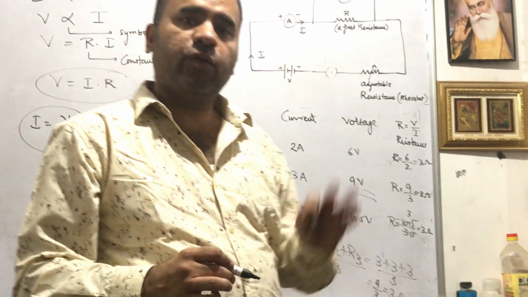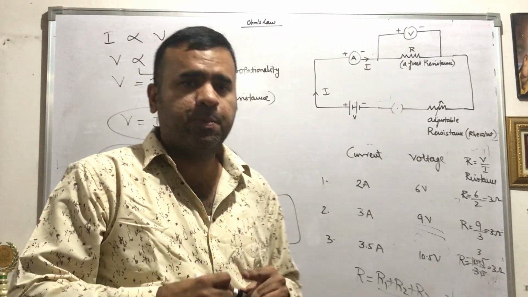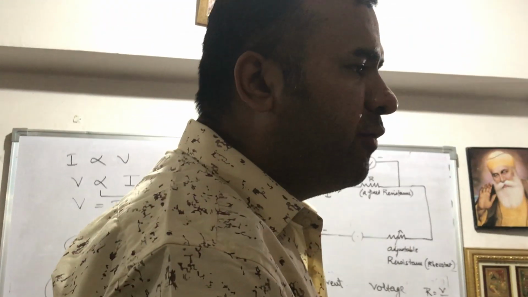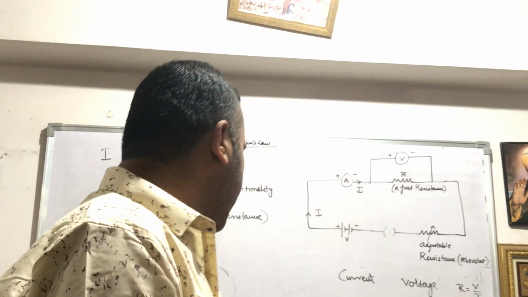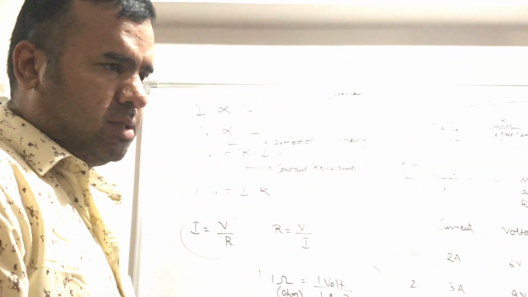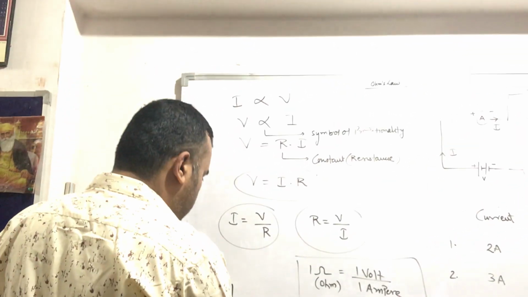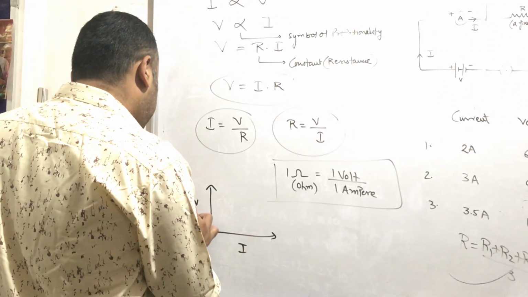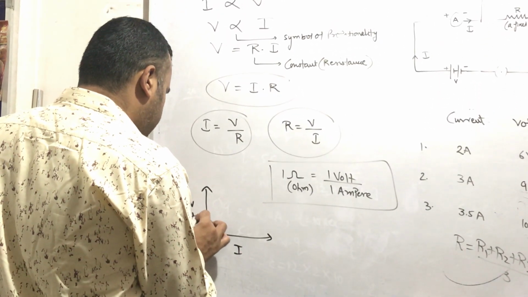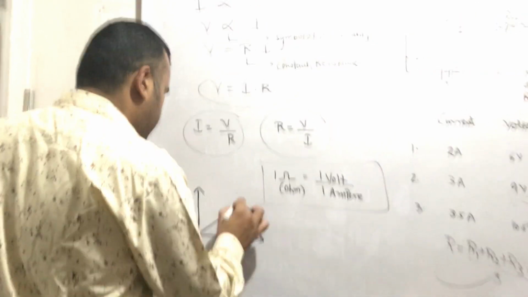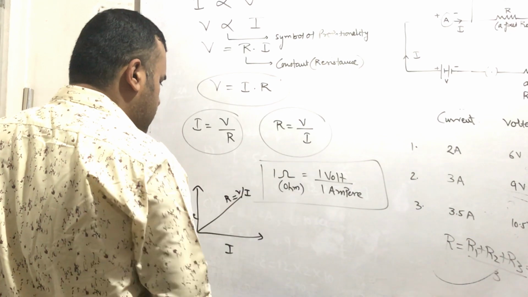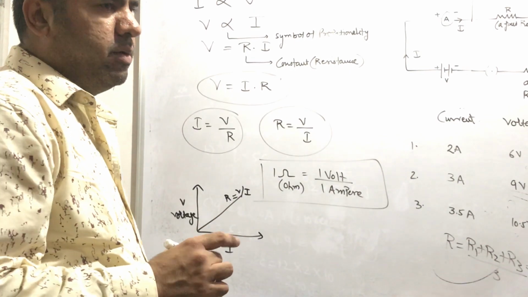So this is how, with the help of this experiment to verify Ohm's law, you can find out the value of this resistance and say that resistance is fixed. And one more thing, if you have to draw a graph between voltage and current, V is voltage, I is current, it will come as a straight line. Why a straight line? Because resistance will be constant.